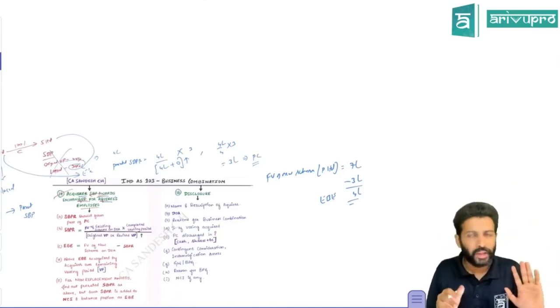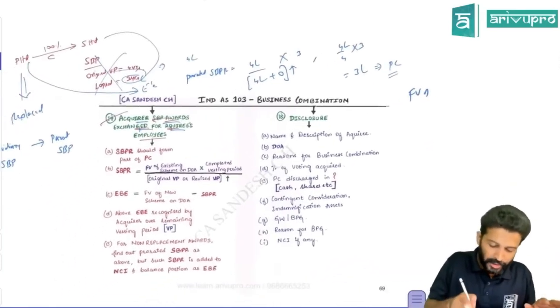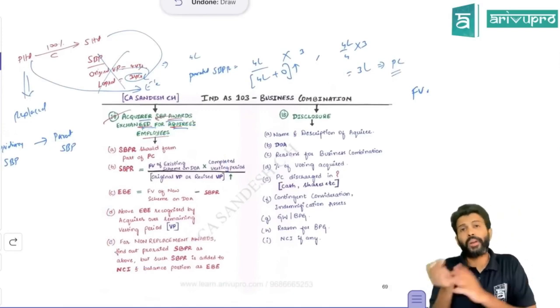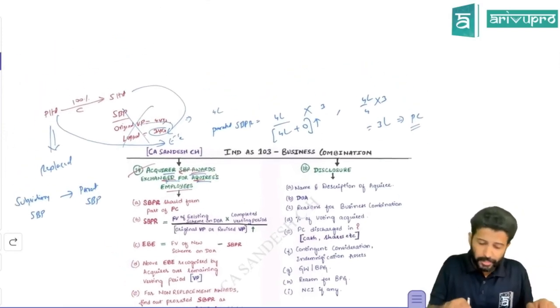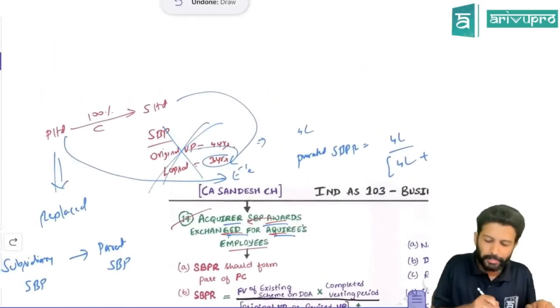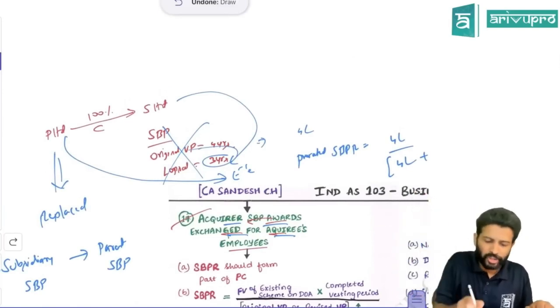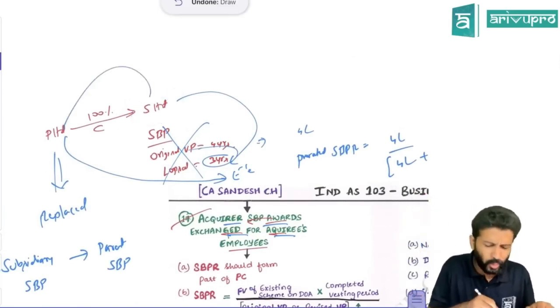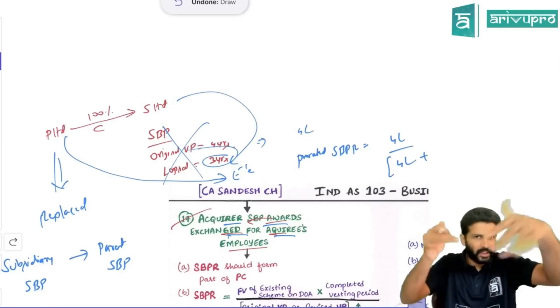That's all it is. Okay. Fine. So this is about the prorated SBPR draft. Okay, so what if they have not replaced? If they have not replaced means, suppose this particular scheme is not replaced by the parent, so the scheme is still running because the subsidiary company is not shut down. Only P has acquired control of S Limited. The subsidiary company is still going on.